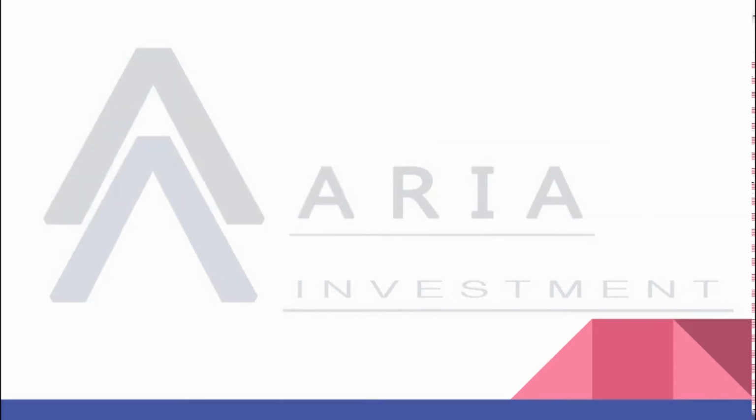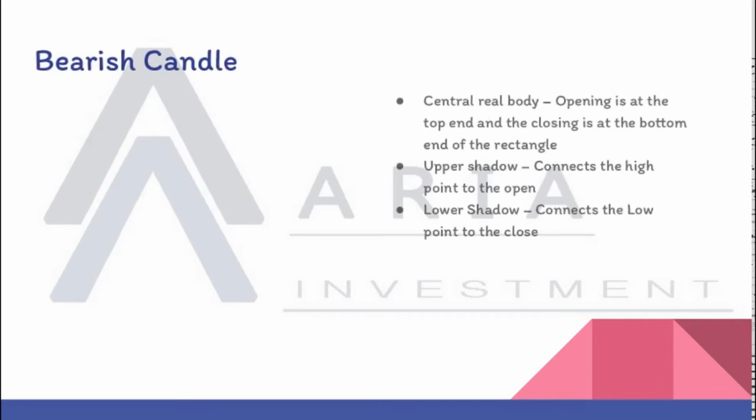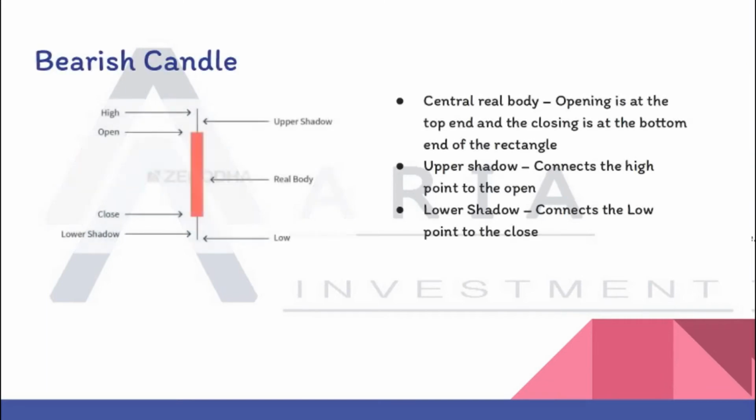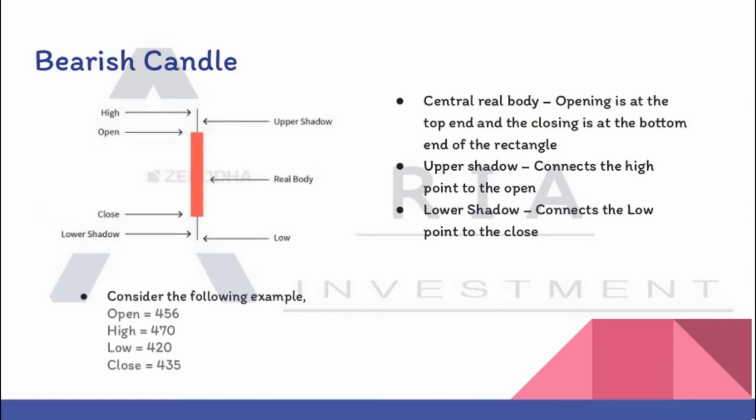Bearish candle. Similarly, as we have seen in the bullish candle, in the bearish candle we also have the same components. But here the difference between the bullish candle and bearish candle is that the closing is below the opening. That is, it opens at a high price and closes below the high. As a result, we can see that the lower shadow is connected to the closing and the upper shadow is connected to the opening.